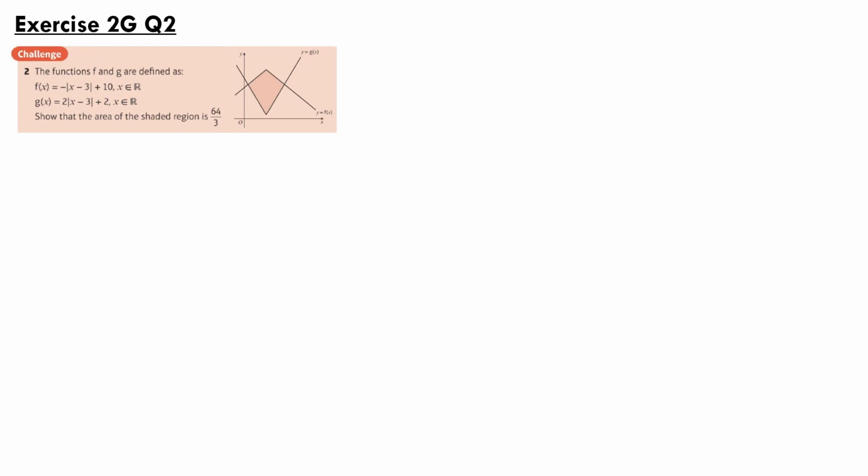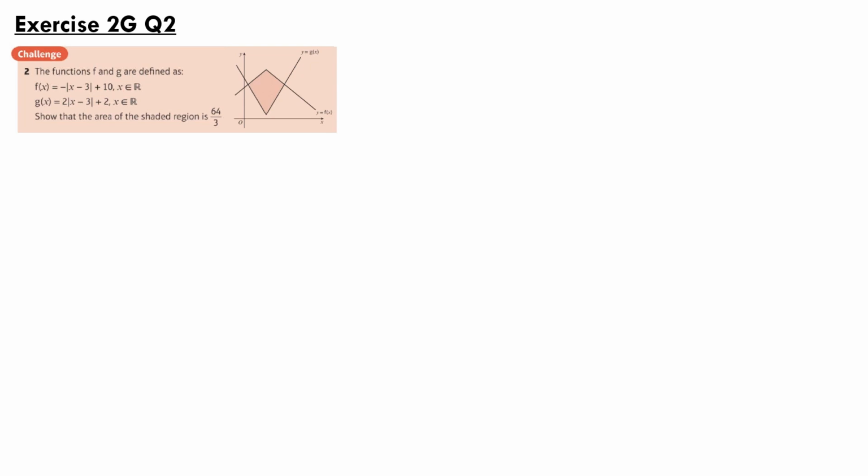Okay, for our next question in exercise 2G, question 2, the functions f and g are defined as f of x equals minus the modulus of x minus 3, plus 10, and g of x is 2 times the modulus of x minus 3, plus 2. And we're asked to show that the area of the shaded region is 64 over 3.